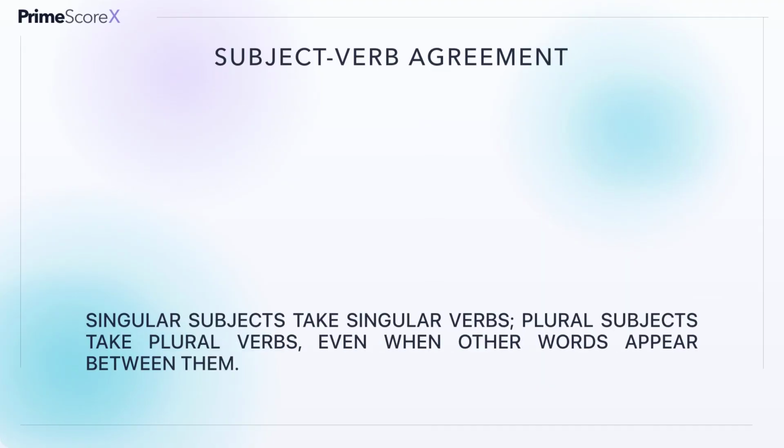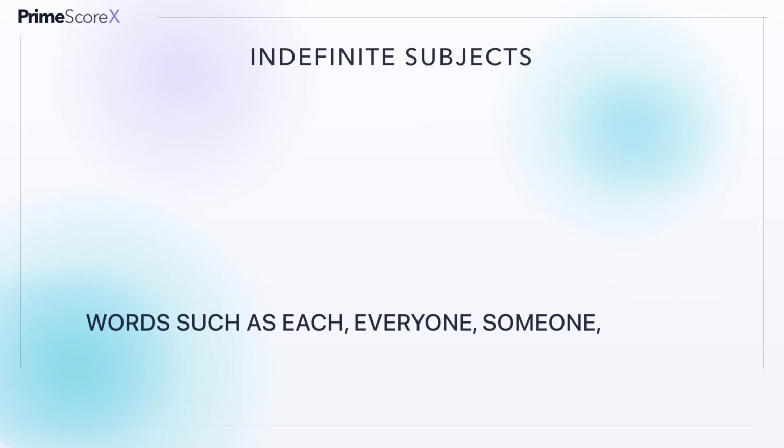The list of required documents is on the website. The subject is list, not documents, so the singular verb is. GED questions often place a prepositional phrase between the subject and verb to distract you. Remove the middle phrase mentally and test the core. The list is. Also watch compound subjects joined by and, which are usually plural.